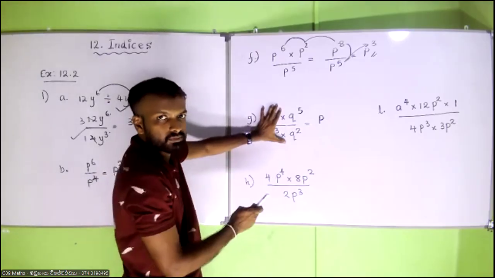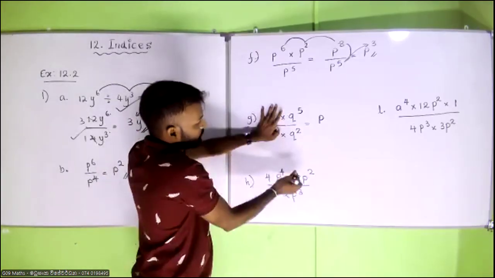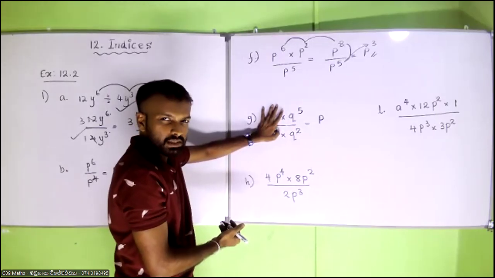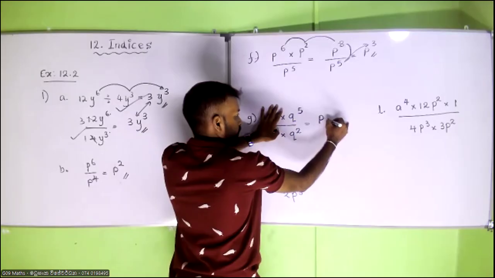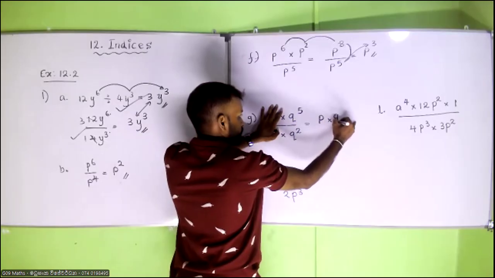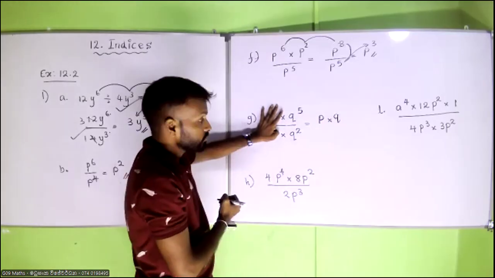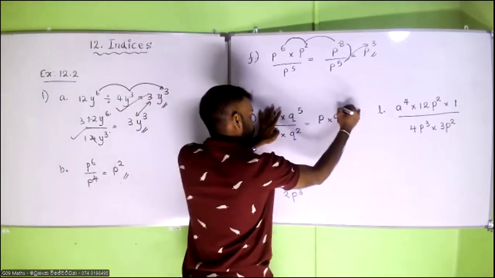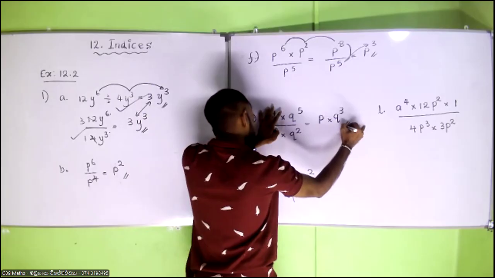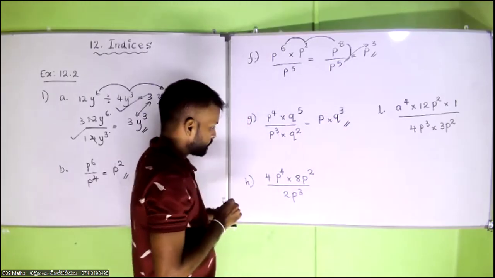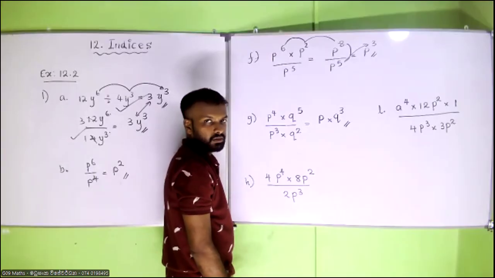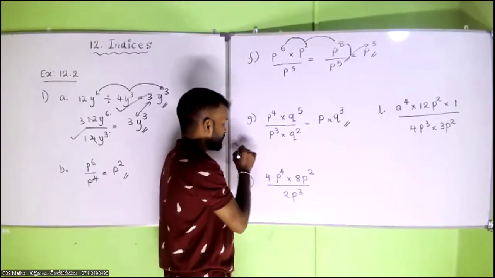Now Q. Same base, multiplied by Q. 5 minus 2, 3. This is your answer. Very simple. Right. Now think it is like this way.